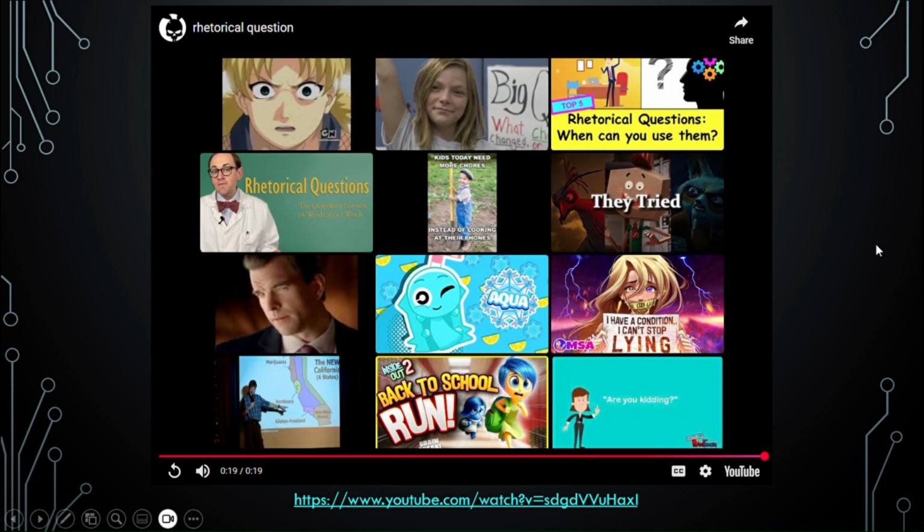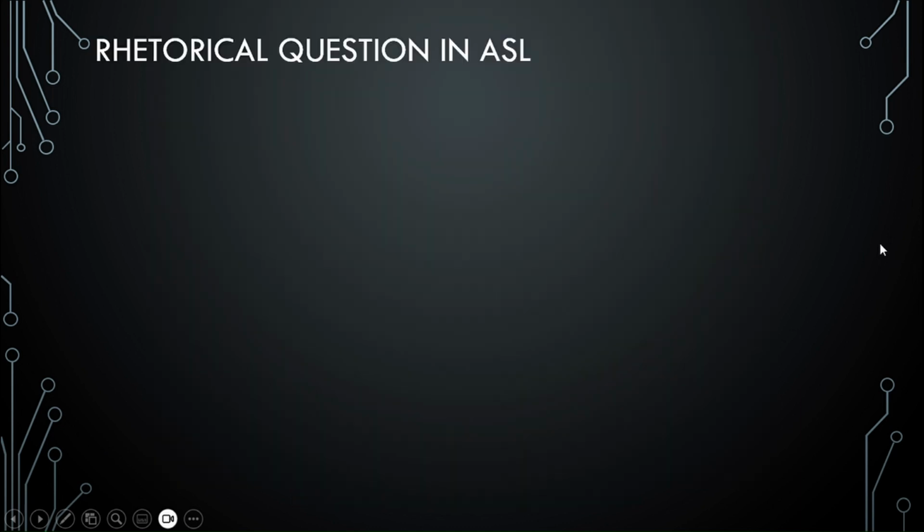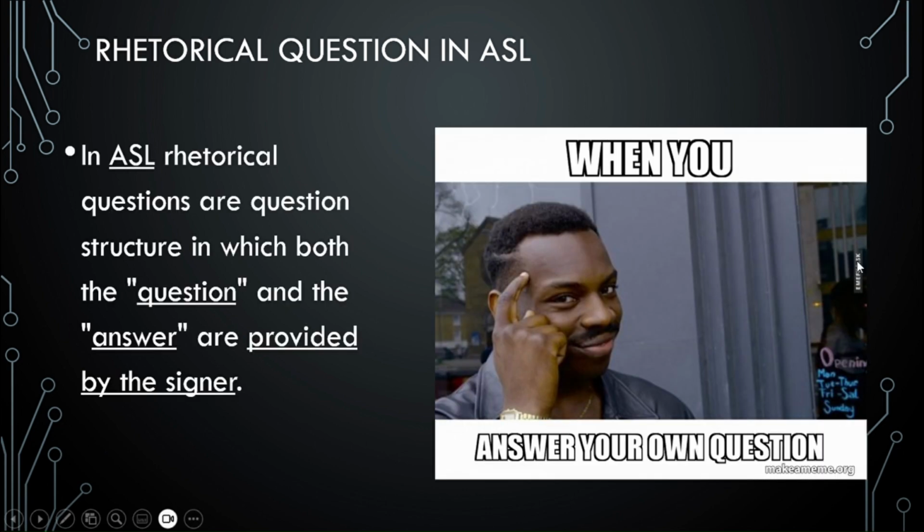Okay, so I love showing that clip because one, it has several rhetorical questions, but it also shows someone trying to answer the rhetorical questions, which you're not supposed to do. Like I said, rhetorical questions in ASL, very different. This is a question that is asked and answered by the same person. So one signer asks and answers it.